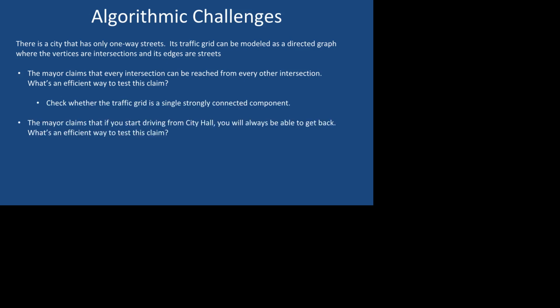Okay. The Mayor realizes his first claim wasn't right. So what he says now is that if you start driving from City Hall, you will always be able to get back. So how can we test that? A topological sort of what? Well, the graph of the city is not a DAG, so we can't really topologically sort it. Sure, you use strongly connected components, but what do we do? Let's say we determine the strongly connected components of the city graph. How can we answer the Mayor's question?